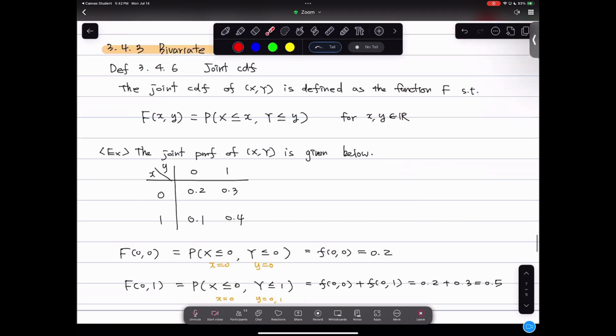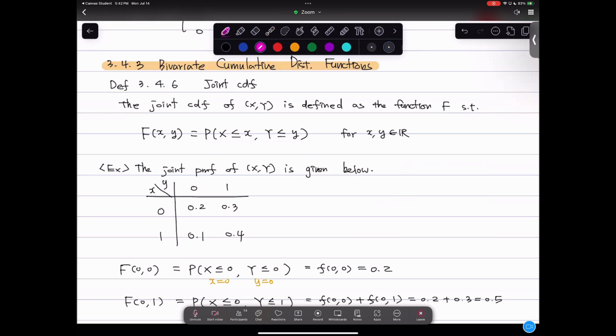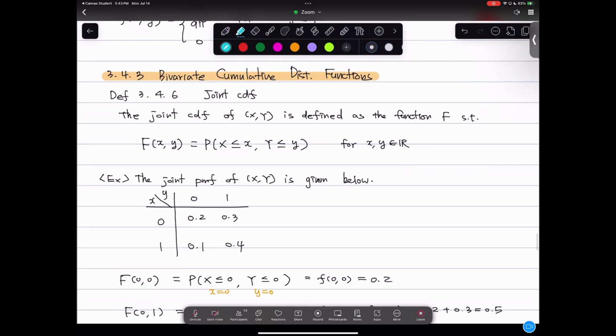And then we did the CDF, the cumulative distribution function. By definition, it's the extension of the CDF of a single random variable. It's exactly the same. I'm looking at x and y jointly, so big F of x and y must be the probability that x is less than or equal to small x and y is less than or equal to small y.